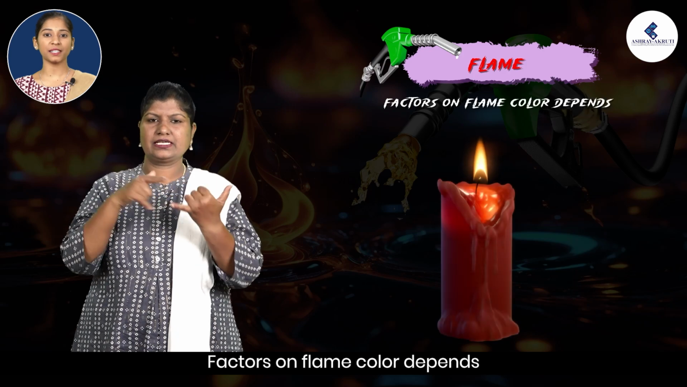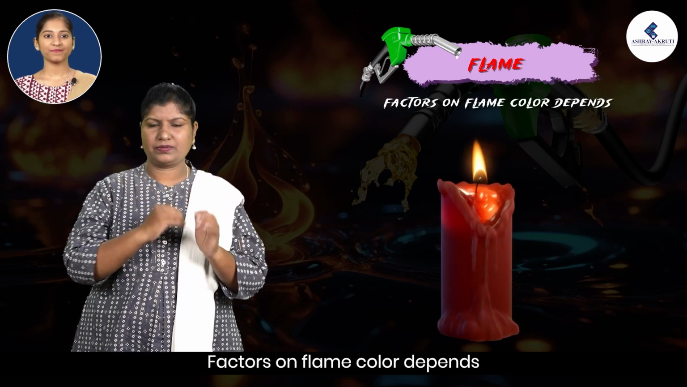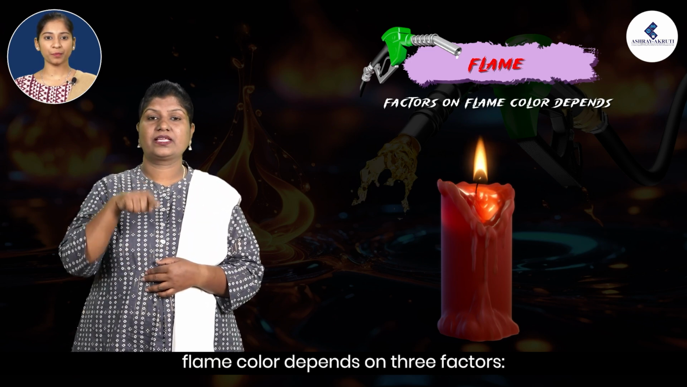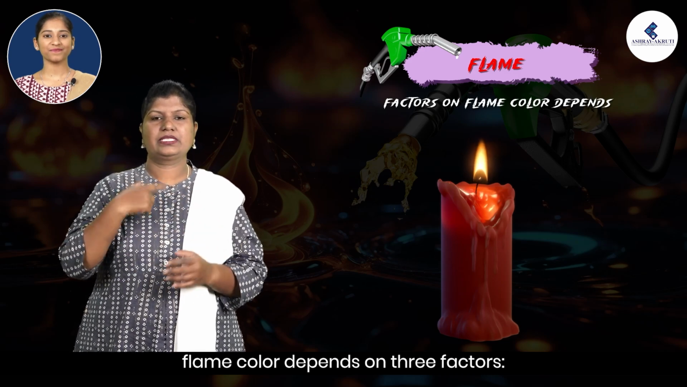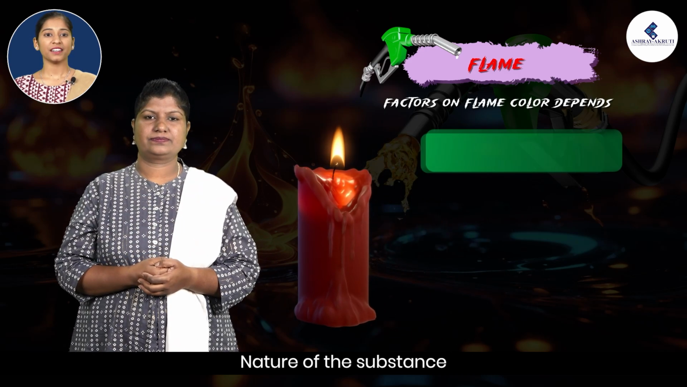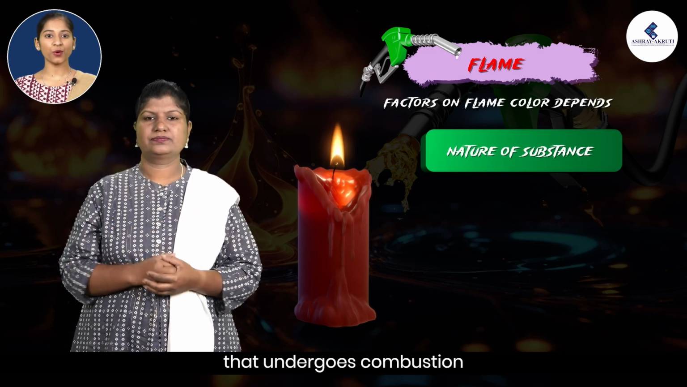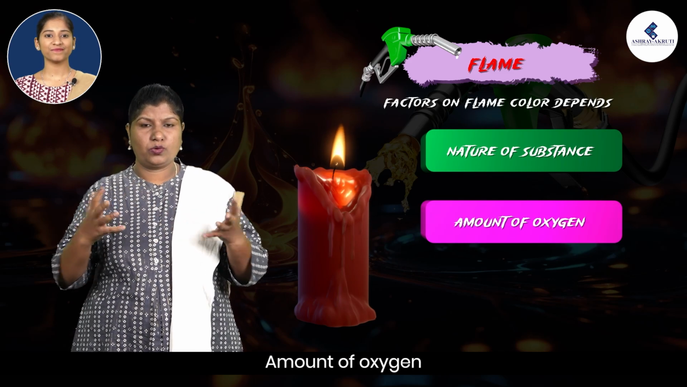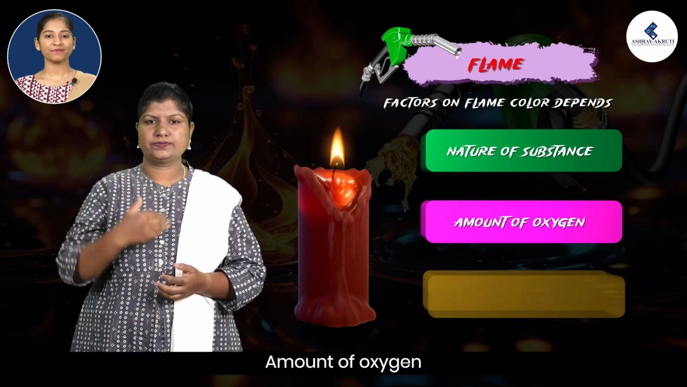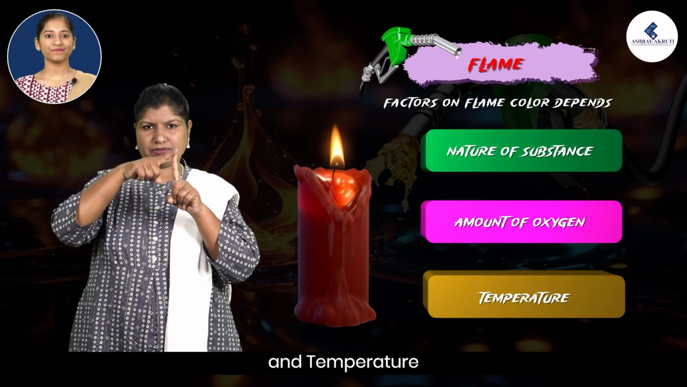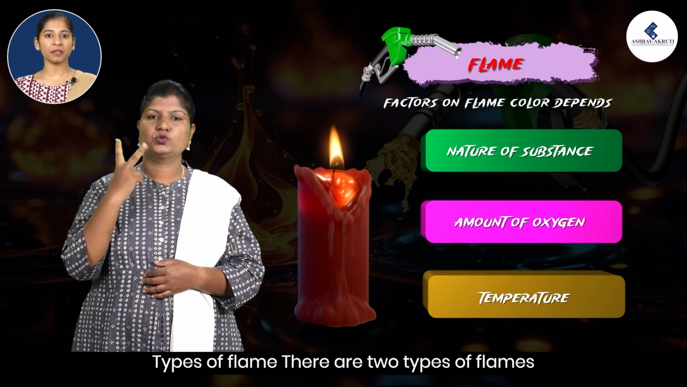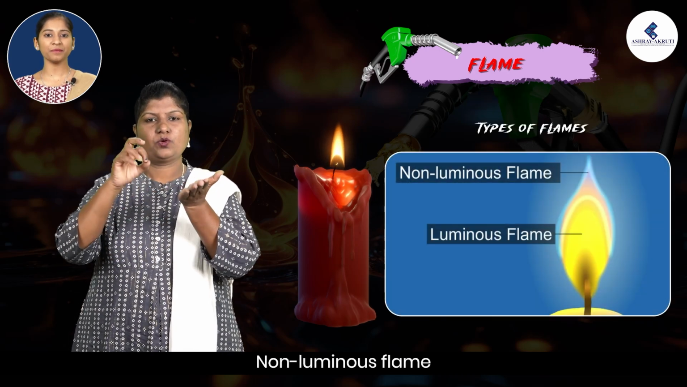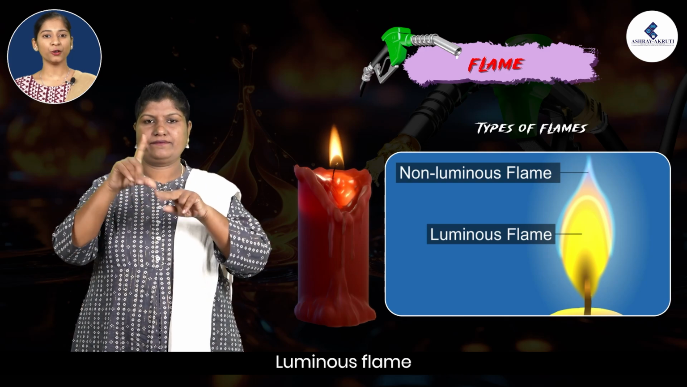Factors on which flame color depends. In a general candle, flame color depends on 3 factors: nature of the substance that undergoes combustion, amount of oxygen, and temperature. There are 2 types of flames: non-luminous flame and luminous flame.